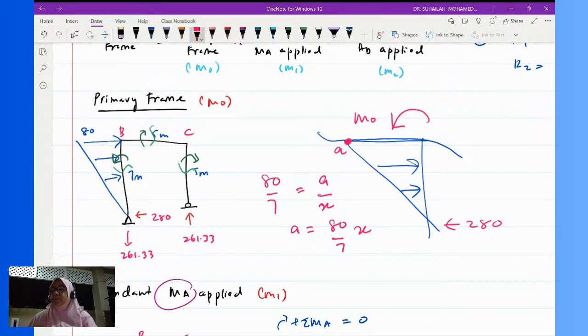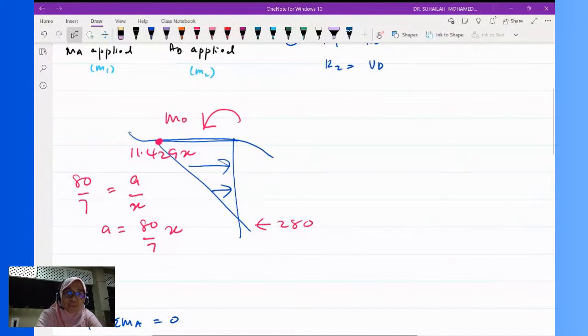11.429. So the value here is 11.429x. Okay. Then we write the moment equation.